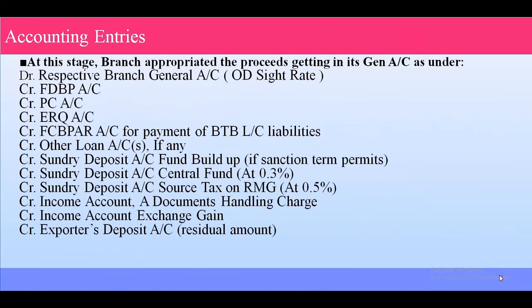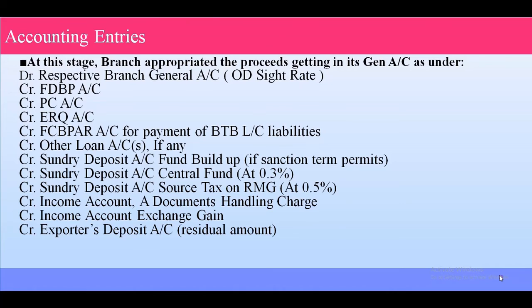At this stage, the branch appropriates the proceeds lying in its general account as under. Debit respective branch general account, OD site rate. Credit FDBP account. Credit PC account. Credit ERQ account. Credit FSPAR account for payment of BTB letter of credit liabilities. Credit other loan accounts, if any. Credit sundry deposit account fund build up, if sanction terms permit. Credit sundry deposit account central fund, at 0.3%. Credit sundry deposit account source tax on RMG, at 0.5%.